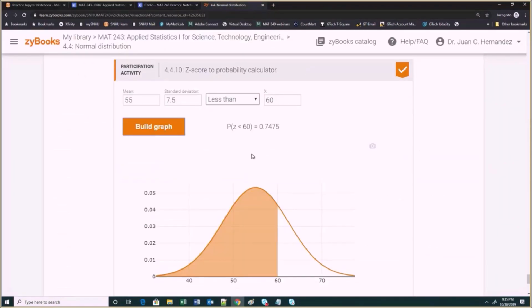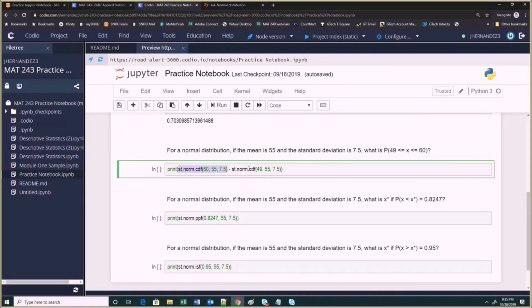So if we put 49, we get this area. So if we subtract that other area that I had, 60 or less, and we subtract this from that, we will get the area in the middle. And that is the trick that we're using here to use the CDF method to solve a problem. We call this the between problem. It's always between two critical values. So that's how we can solve that problem.